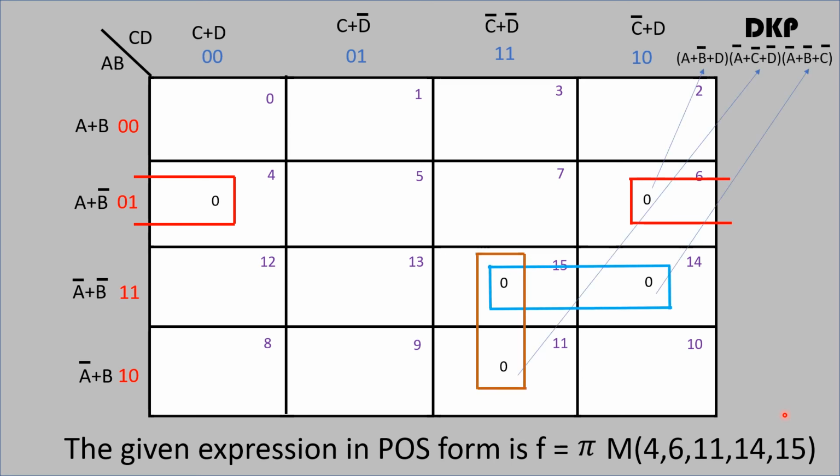So you will get 3 groups here, and the reduced expression is A plus B bar plus D, into A bar plus C bar plus D bar, into A bar plus B bar plus C bar. So how many inputs have to be given? 1, 2, 3, 4, 5, 6, 7, 8, 9, plus we have to give all these 3 terms to an AND gate. That is, again 3 is added to that 9, so that is 12 inputs.